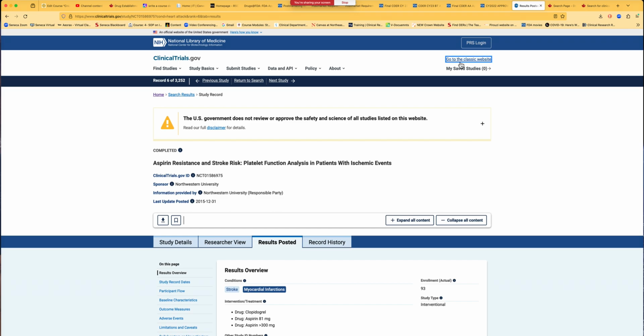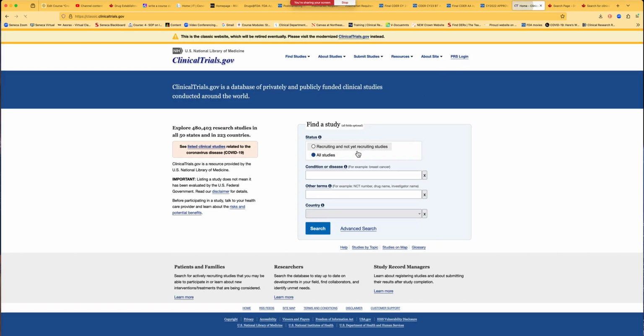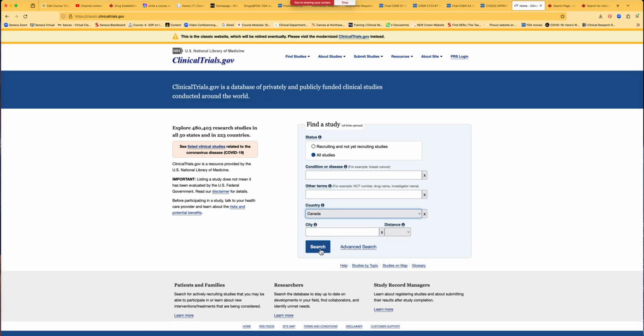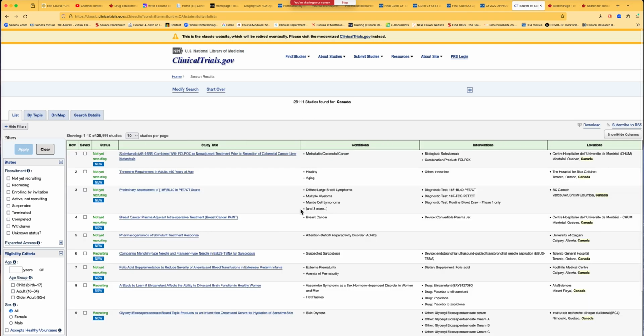And then let me tell you why I chose that. In the search engine, I can just put Canada, for example. I'm just going to search for Canada, and it tells me that actually we have 28,118 studies in Canada. Some are terminated, some are completed, some are suspended, some are enrolling by invitation, they may be recruiting, they may be not yet recruiting, they may have an unknown status, or they are withdrawn. So all of these different studies are here.